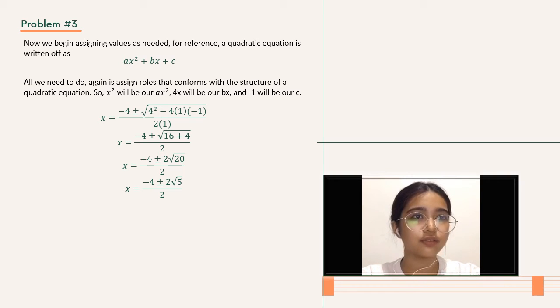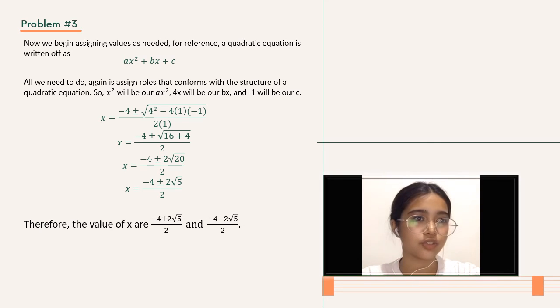x equals negative 4 plus or minus the square root of 16 plus 4 over 2. x equals negative 4 plus or minus the square root of 20 over 2. x equals negative 4 plus or minus 2 square root of 5 over 2. Therefore, the values of x are negative 4 plus 2 square root of 5 over 2 and negative 4 minus 2 square root of 5 over 2. We can check to see if these are the correct values by substitution, as mentioned beforehand.